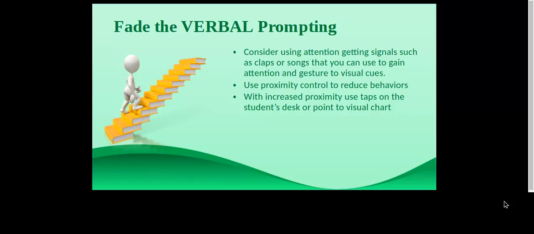Use proximity control to reduce behaviors. Rather than calling the student by their name when a behavior occurs, you still want to redirect each occurrence, but do so by walking over to them and gesturing or tapping on their desk as to what exactly they're supposed to be doing. With increased proximity, use taps on the student's desk or point to the visual chart of that which has already been reviewed.